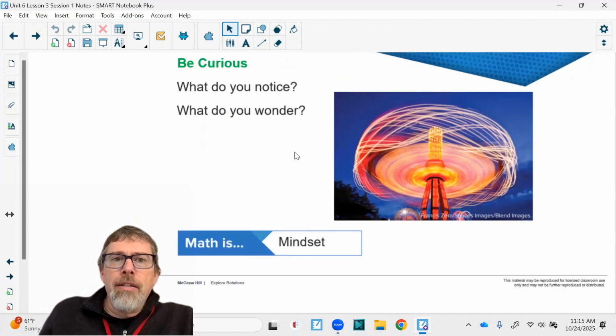So let's take a look at this. Okay, so I'm just going to skip over this. This is an in-class discussion, just what do you notice, what do you wonder. This is a rotation, and the center's not moving, and that is the point of rotation.